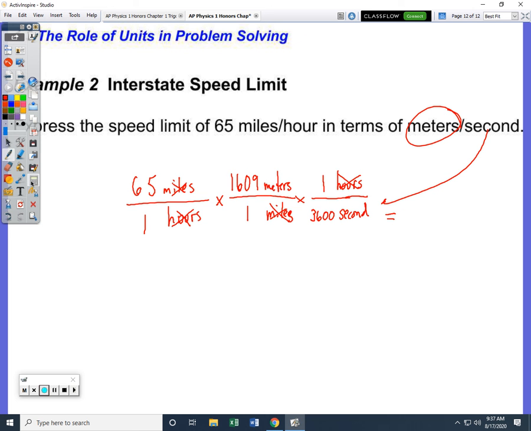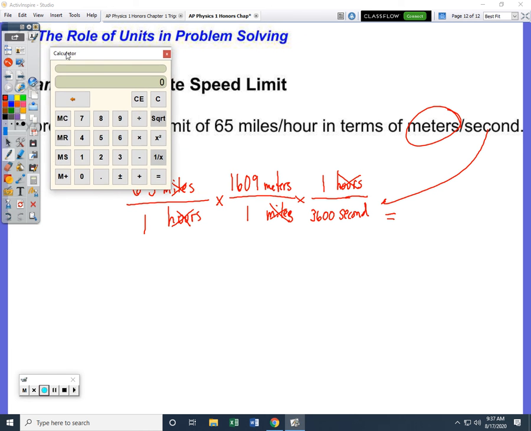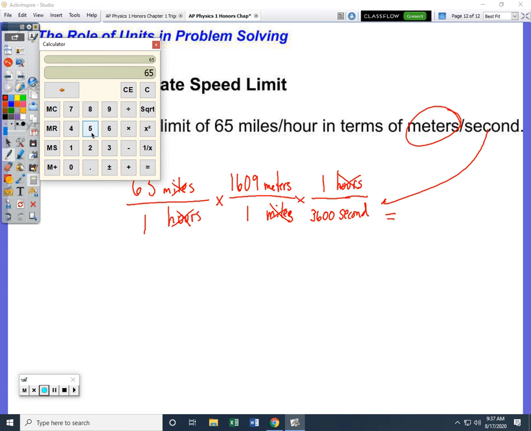Pull out a digital calculator. I think 65. I'm going to multiply just by 1609. So there's a number on top. I'm going to end up dividing by 3,600. And I get this: 29.0515. Well, but we don't get to keep all those. We just get to keep the 29 meters.